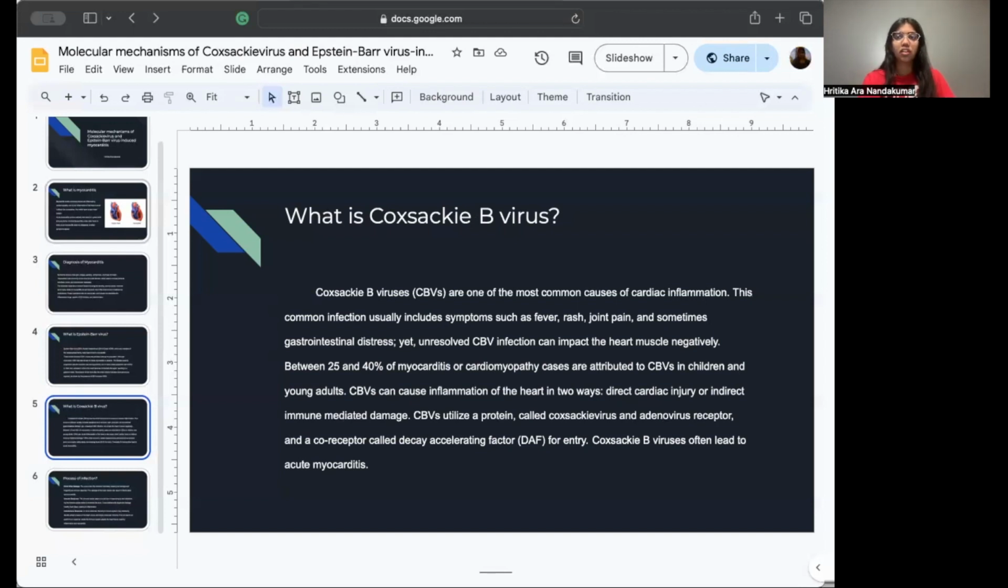In children and young adults, CBVs can cause inflammation of the heart in two ways: direct cardiac injury or indirect immune mediated damage, which I'll be talking about later on. CBVs utilize a protein called Coxsackie and adenovirus receptor, and a co-receptor called decay accelerating factor for entry. Coxsackie viruses often lead to acute myocarditis.